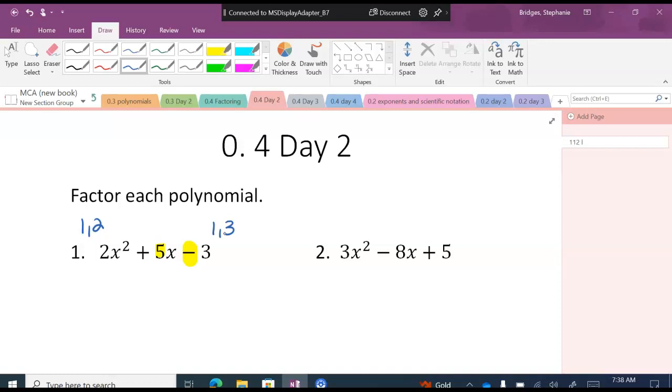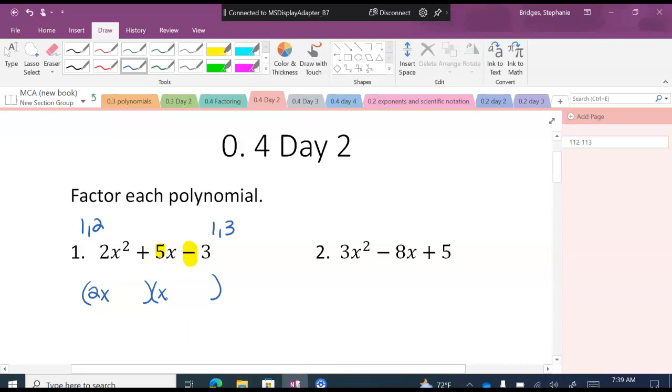So I'm going to set up my 2 parentheses. And in the beginning, I have a 1 and a 2, so I'm going to have to split that up with my x's as well. So in one parenthesis, I'm going to put a 2x, and in the other parenthesis, I'm going to put a 1x. Now, keep in mind, we are trying to subtract to get 5 at the end of the day. Then for my second term, or my last term, the only factors I have are 1 and 3. I just have to decide where I'm going to put the 1 and where I'm going to put the 3.